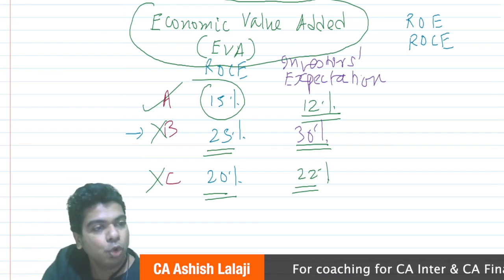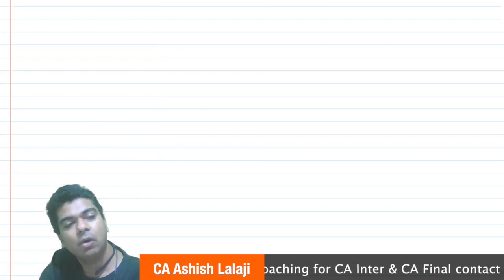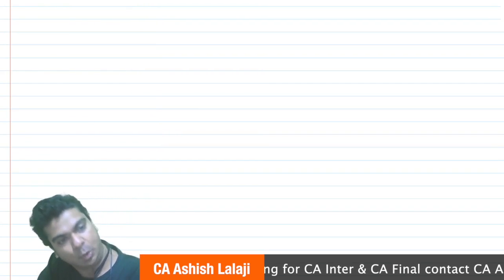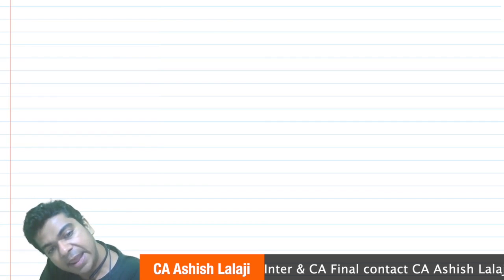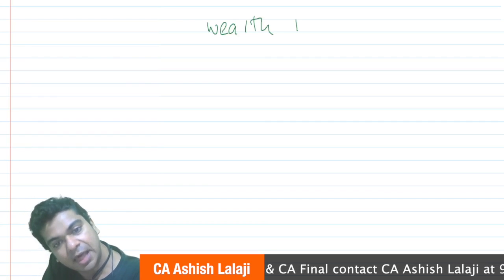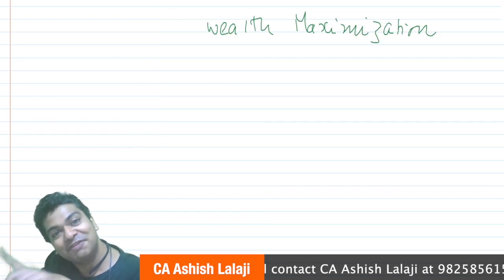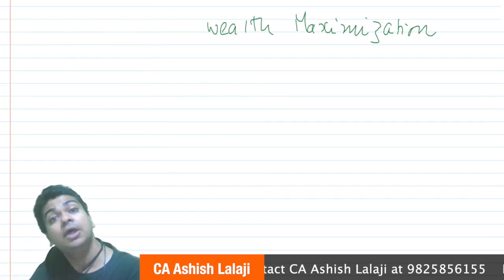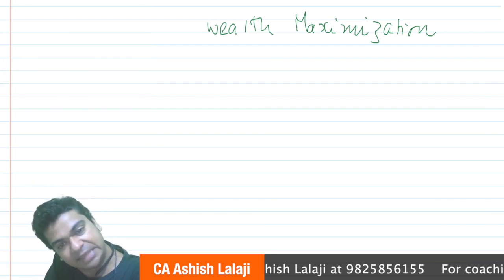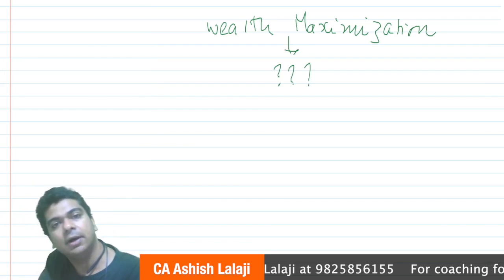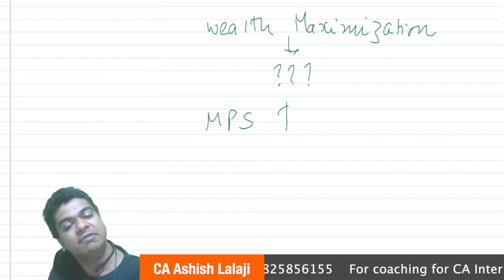Tell me, you know it very well. If you are the finance manager of a company, what is your main goal? Your main goal is wealth maximization. Whose wealth? Not the wealth of the finance manager, the wealth of the shareholders. Okay. How will you maximize the wealth of a shareholder? Wealth of a shareholder can be maximized only in one way.